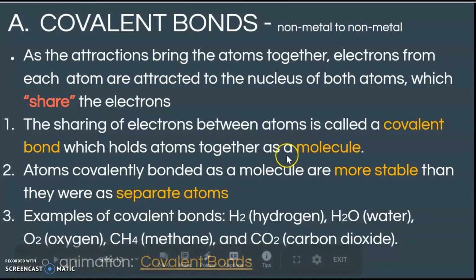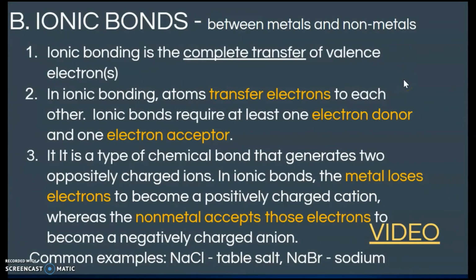So examples then are hydrogen, like I said, oxygen, H2O. Those are both nonmetals. O2, CH4, carbon dioxide. Now let's look at ionic bonds. So ionic bonds are bonds between metals and nonmetals. So when a metal bonds with a nonmetal, that's when we get an ionic bond. So remember, covalent is two nonmetals, and ionic is between a metal and a nonmetal.